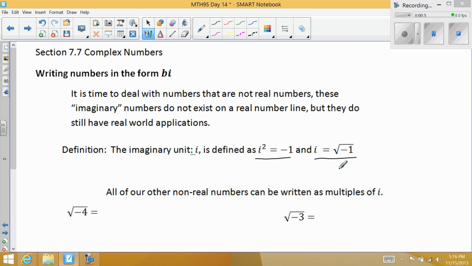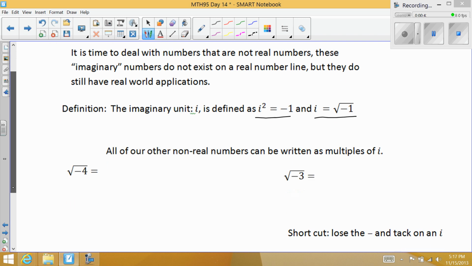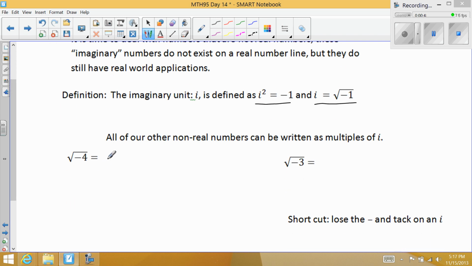So i is just a symbol to take care of a particular situation and make the notation a little easier to work with. All of our other non-real numbers can be written as multiples of i. Say the square root of -4: we can split that up into 4 times -1, which is -4. So this is the square root of 4 times the square root of -1. The square root of 4, of course, we know is 2, and then by definition, the square root of -1 is i. So that one cleans up pretty nicely.